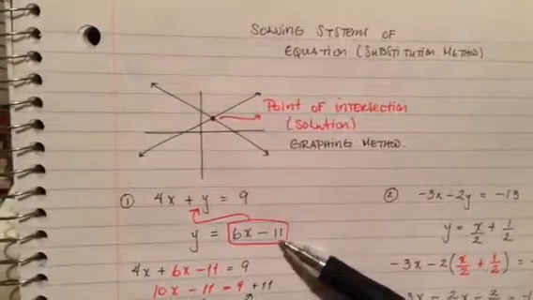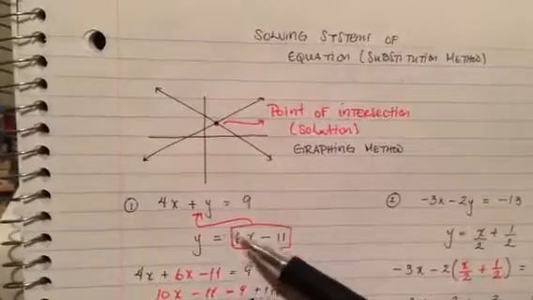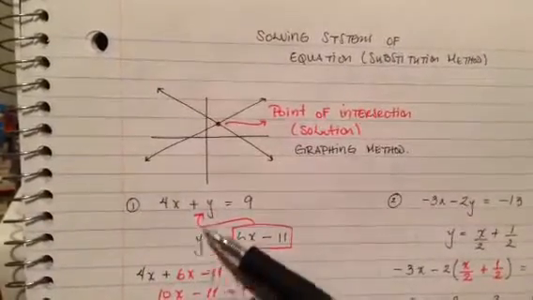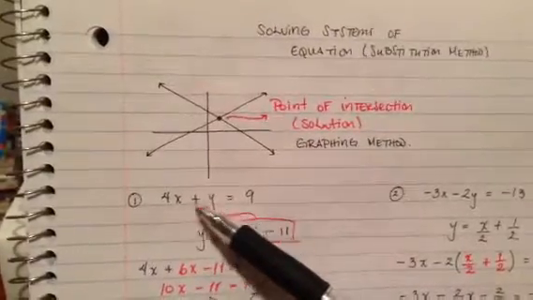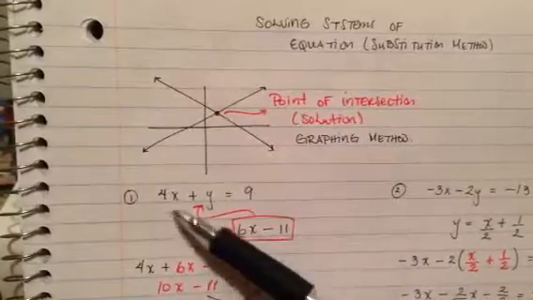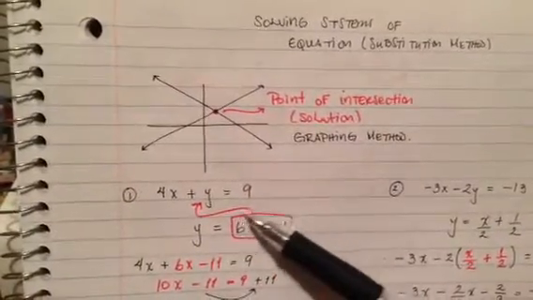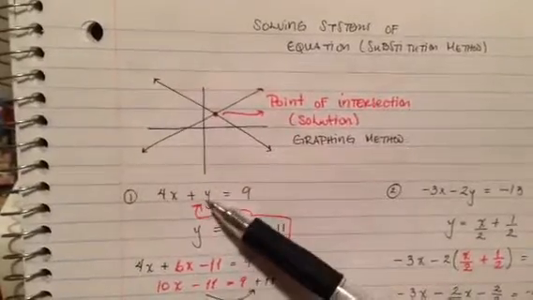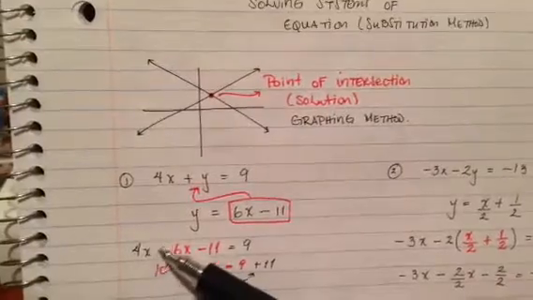How do you solve this algebraically to find out where they intersect? You take one of them, y equals 6x minus 11. Wherever I see a y, I can put this expression. The reason is that I have two unknowns, which makes it hard to solve, but if they're all the same letter, I can start combining. So I plug this in here, and now I have everything in terms of x.